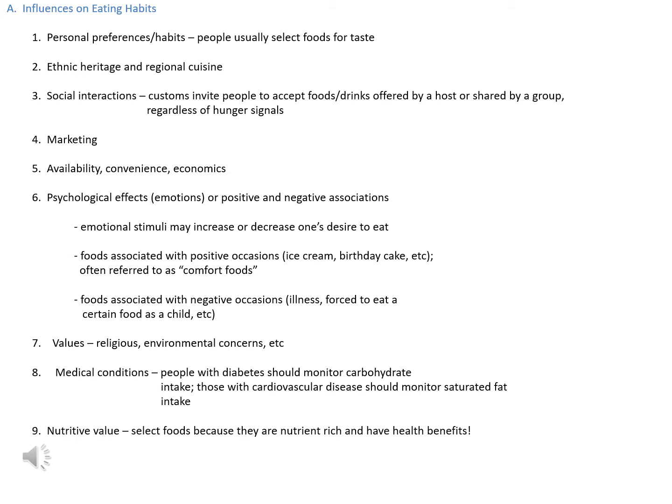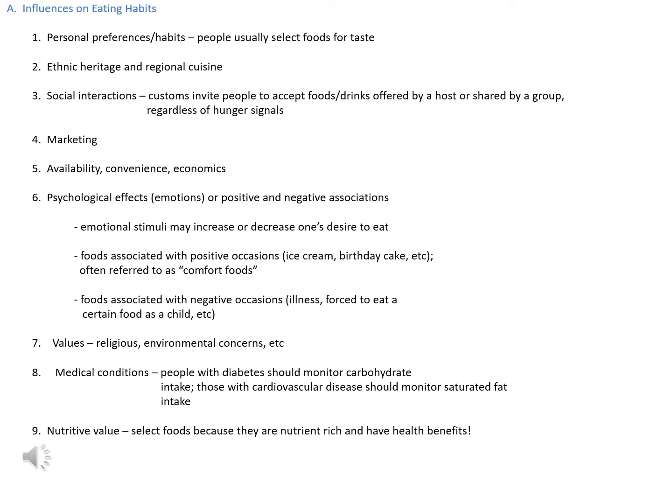Ethnic heritage and regional cuisine also come into play, and this is actually considered to be among the strongest influences on food choices. People tend to prefer foods that they grew up eating. Also, depending on where you live, there may be an abundance of a certain food which you have more access to, and certainly that's going to come into play as to why you select it.